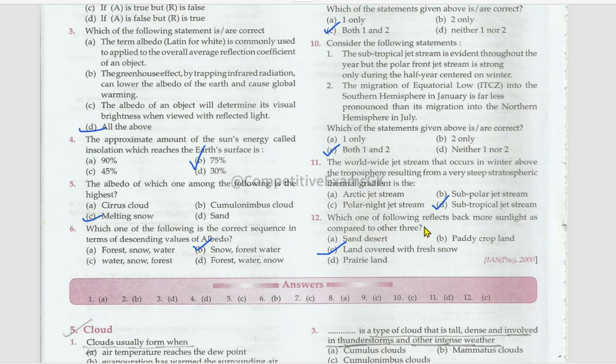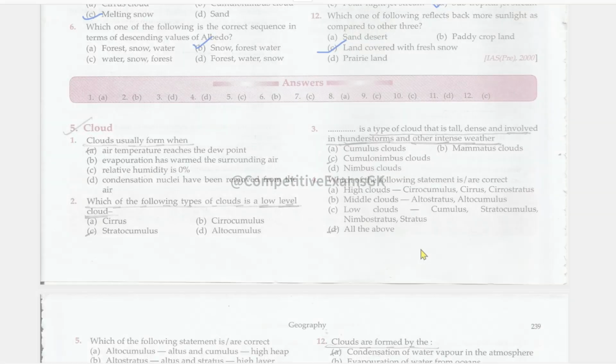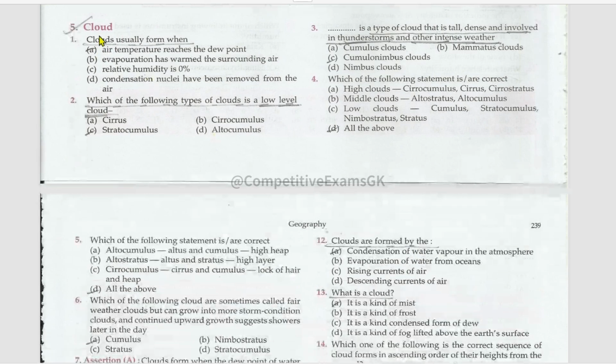Which one of the following reflects back more sunlight as compared to the other three? Land covered with fresh snow, because it is white in color, so the reflection will be at a higher rate. Next subtopic is cloud. Clouds usually form when air temperature reaches the dew point. Which of the following types of clouds is a low level cloud? That is stratocumulus.